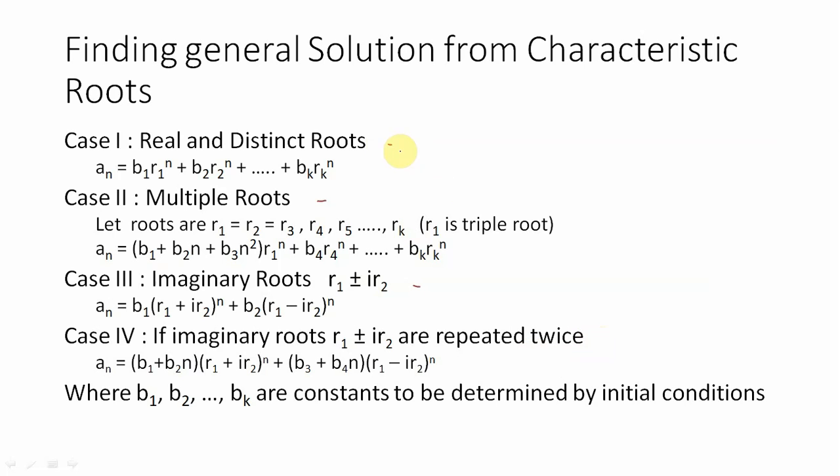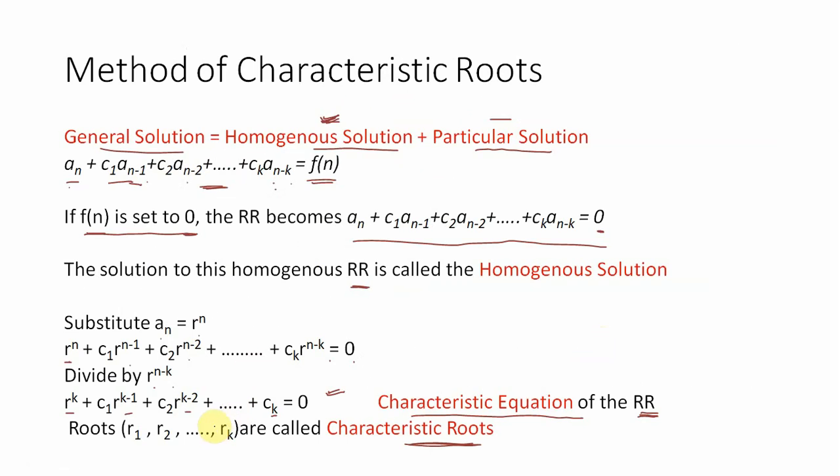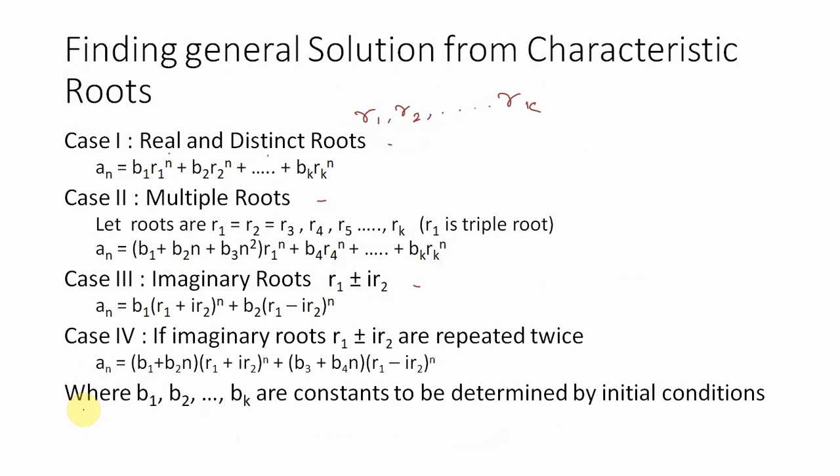So if we get real and distinct roots, let us say we are getting the roots r1, r2 up to rk. Remember, this characteristic equation is an equation of degree k, so obviously I'll be getting k roots. If all the roots are real and distinct, that means I'm getting roots r1, r2, r3, r4 up to rk. These are all real numbers. None of them is imaginary, and they are all distinct.